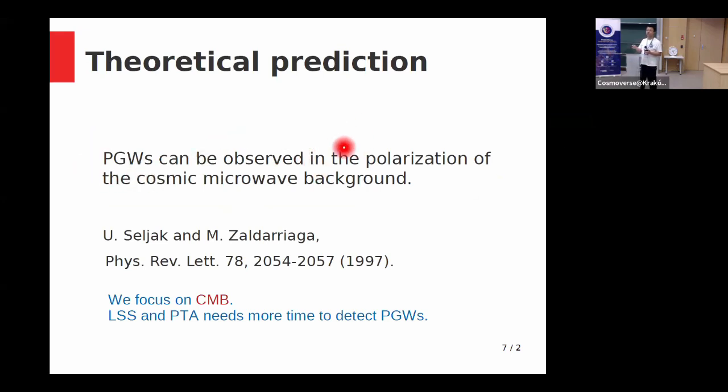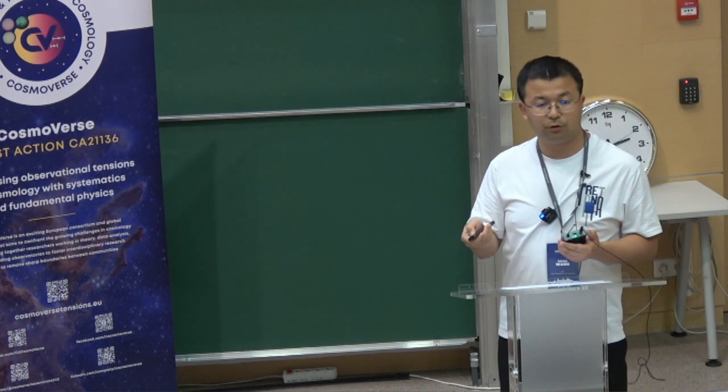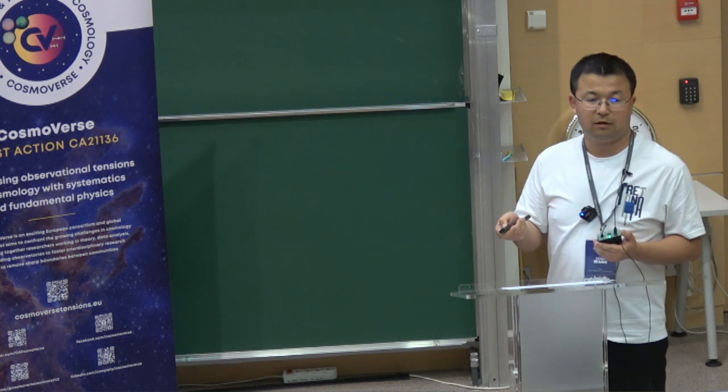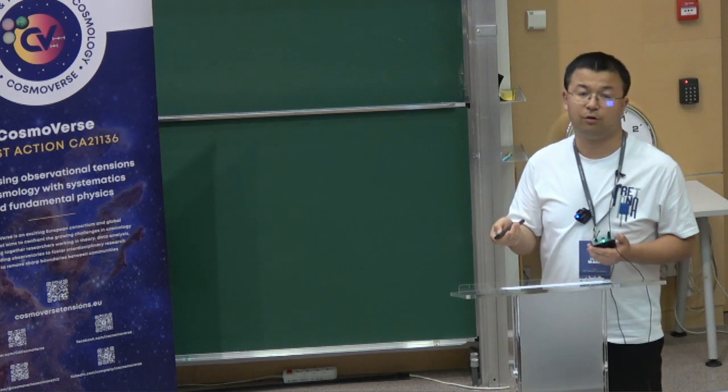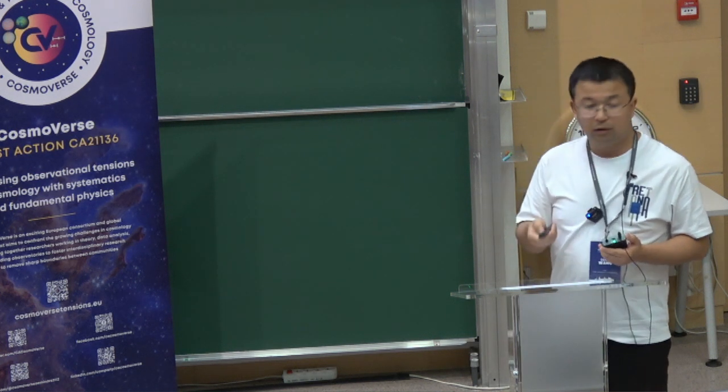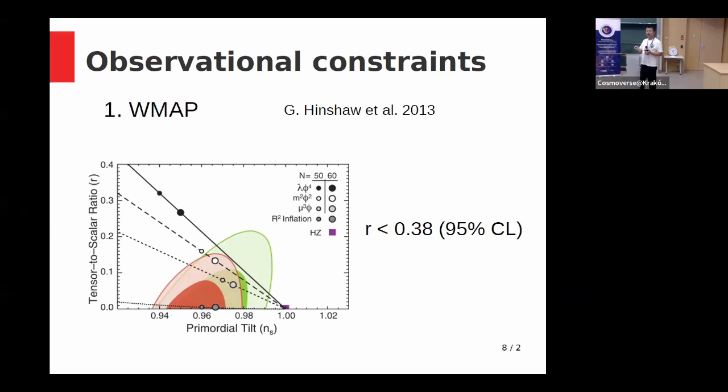This is the first theoretical prediction from Seljak and Zaldarriaga. They proposed that primordial gravitational waves at the CMB B modes can be observed in the polarization of the CMB. It's also the CMB B mode. Here we focus on the CMB. And the large-scale structure and pulsar timing arrays require more time to detect primordial gravitational waves. And here's the start of the story of the observational constraints.